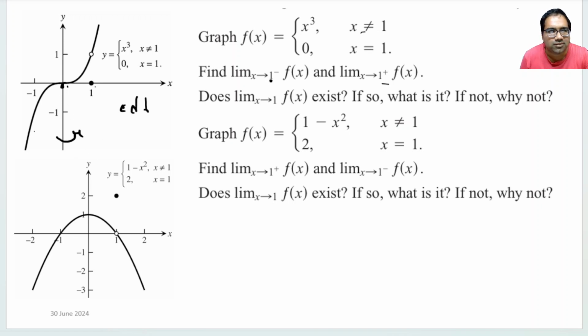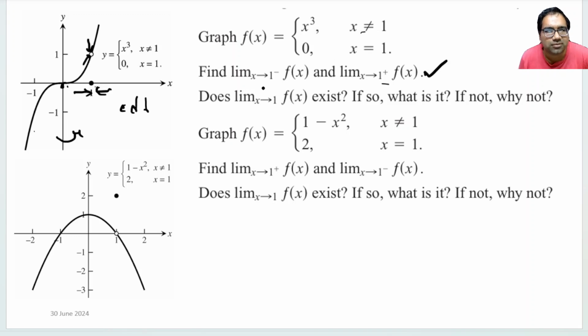Okay, now what is the question? X tends to 1 minus. That means from the left side of 1, we are approaching it like this. The function is clearly approaching 1. Similarly, 1 plus also, where we are approaching from the right side. The function is approaching 1 again. Okay, so this limit exists.